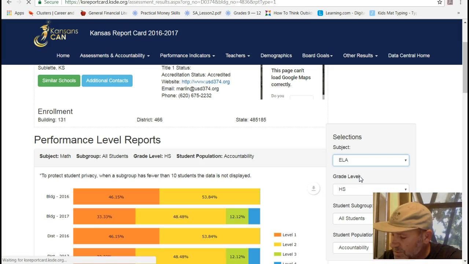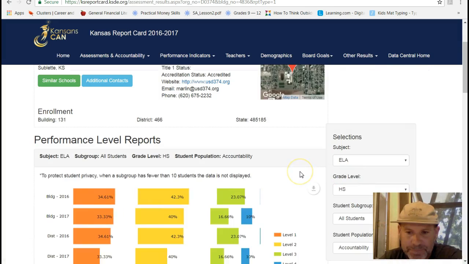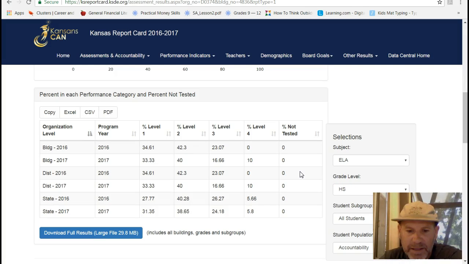Let's go to English Language Arts, reading. Okay, again the high school, hopefully this is a little better. Actually we're a little less than the state. Looks like on level 4 in 2017, we had 10%, which seems to be very high. So that's a good indicator there when the state is at 5.8. We're at 16.66 on level 3, 24. And then 40 and 38.65, so we're right, no, that's level 2, excuse me, so that's a little lower.